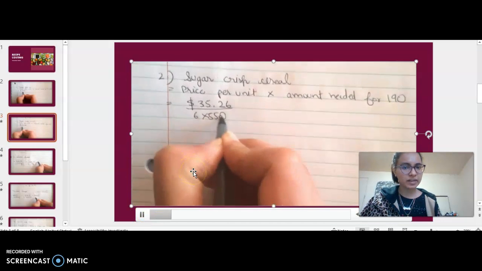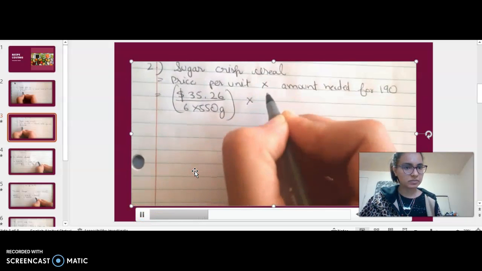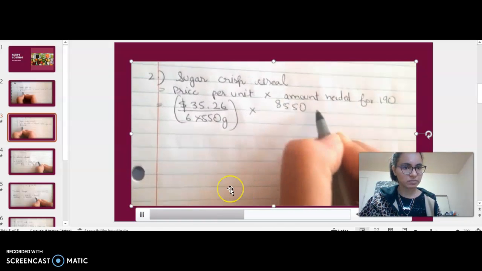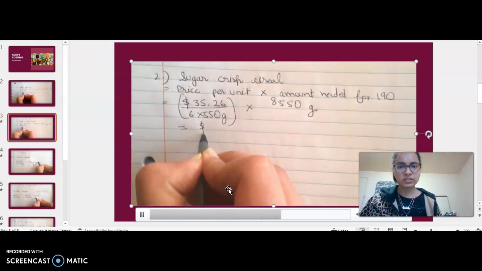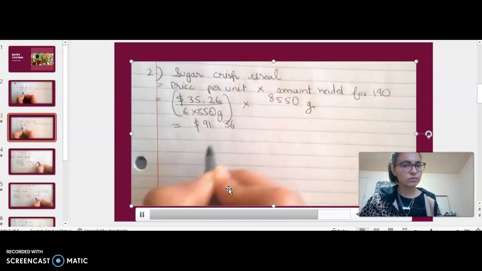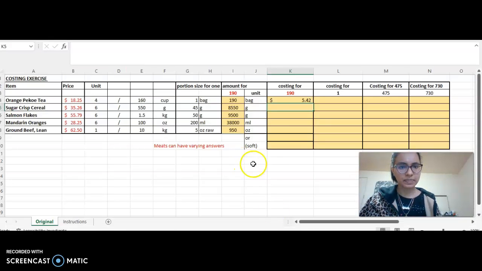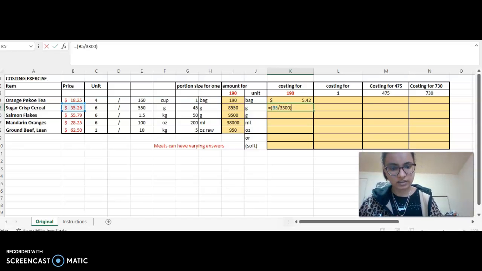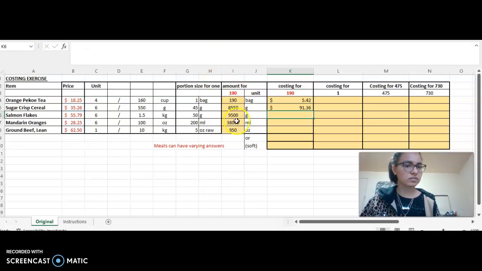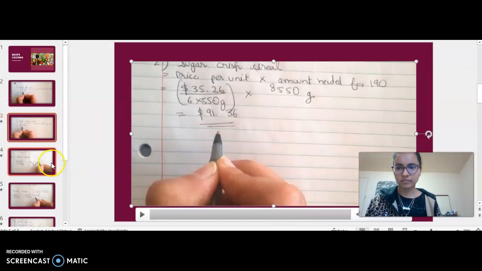In a similar way, price per unit multiplied by the amount we need to order for 190 people, as we calculated earlier. So by solving this, we get the price is $91.36. So we need to input this into our Excel sheet, and that is just simple. Here we go. Divide it by, as we got it, and then multiply by this and enter.